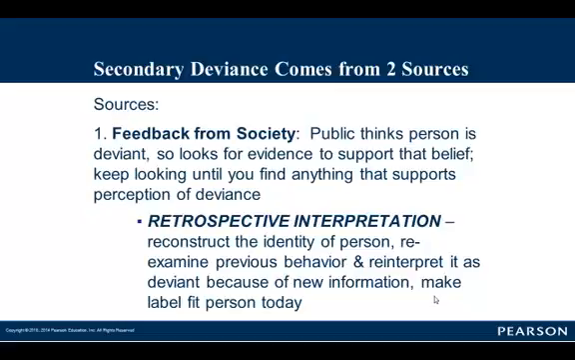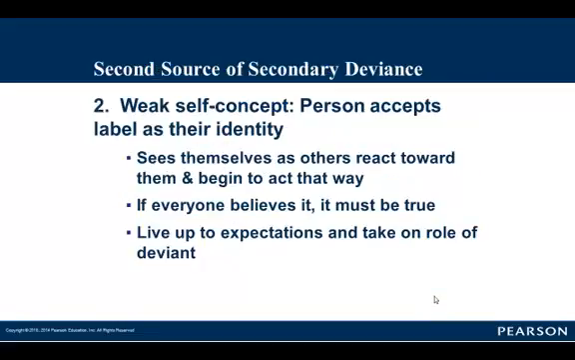But secondary deviance comes from two things. One is feedback from society. We keep telling people, you're no good. And then we call this retrospective interpretation. After the fact, after they've been labeled, we go back and, in essence, examine their past behaviors and say, oh yeah, he or she was deviant before, and they were delinquent, and they were criminal. Look at these other things they did. So it's a way of justifying our own label. And the other is through that weak self-concept.